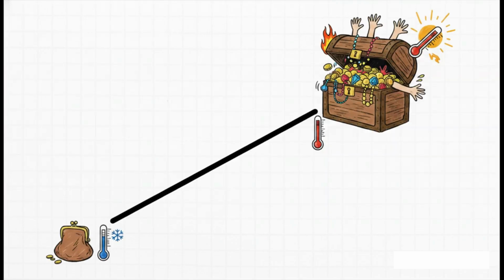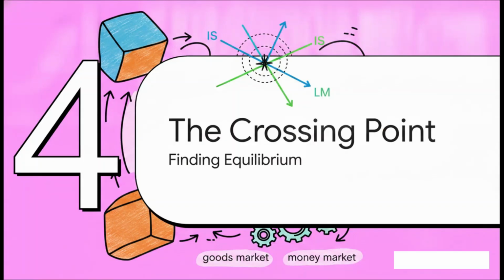And that chain reaction gives us the exact shape of the LM curve. In direct contrast to the IS curve we looked at earlier, the LM curve slopes upward. An increase in overall income naturally leads to a higher demand for money, and that pushes interest rates up. So on our graph, as output moves to the right, the interest rate just climbs higher and higher. Which brings us to part 4, the crossing point, and finding that ultimate equilibrium.